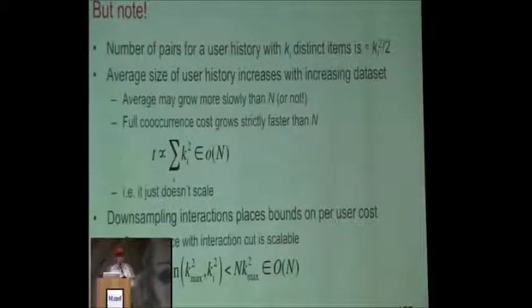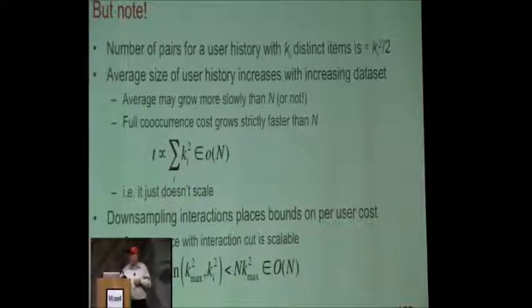The reason it's good to do is because that k squared is now bounded. The number of non-zeros in any row is at most k max, whatever our interaction cut threshold is. And that means we have an absolute bound, and now the computation is linear in the number of users. There is a bound on that.